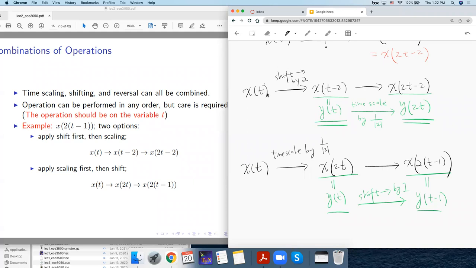So you can see that if you do the shifting part first, you directly shift the signal to the right by 2 to get this negative 2 factor. But if you do the time scaling part first, after time scaling, the t is multiplied by 2. So after that any time shifting applied to the time axis will be amplified by 2. So you need to shift by 1. And then this shifting amplified by 2 will give you the negative 2 time shifting factor. So this is a little bit different. It critically depends on the order of these two operations.